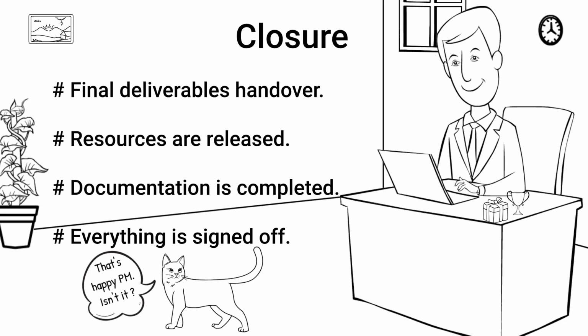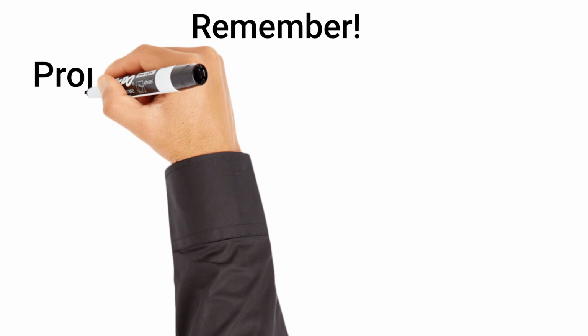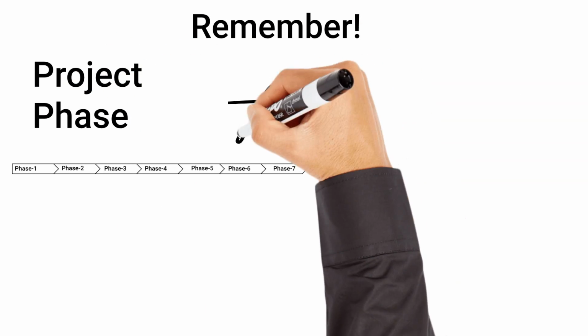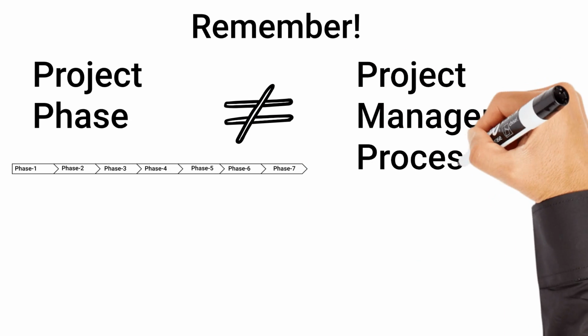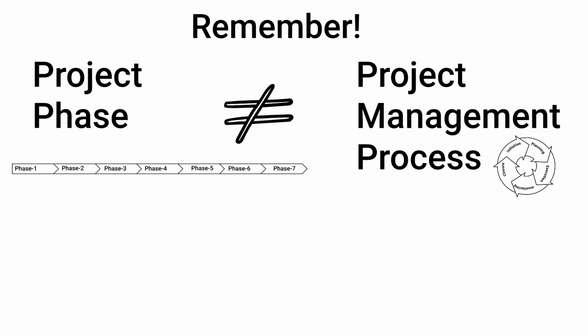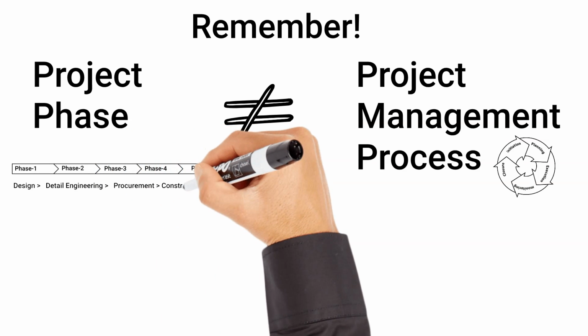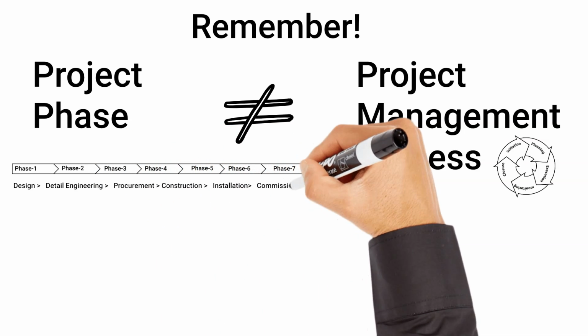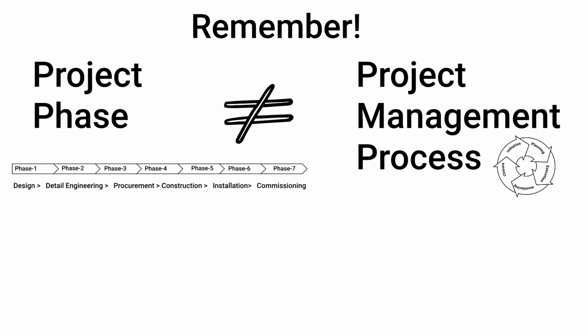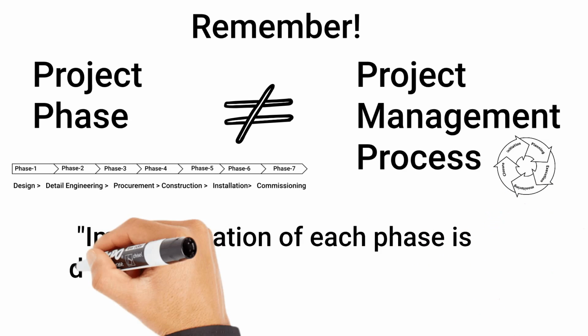You might be wondering, how does the project management process fit in the project phase? Remember, the project phase is not the project management process. The project life cycle is divided into logical phases that play a lead role in helping the project manager and his team achieve the project objective. Generally, for a construction project, these subdivisions include phases like design, detail engineering, procurement, construction, installation, and commissioning. The implementation of each phase is done through the project management process group.